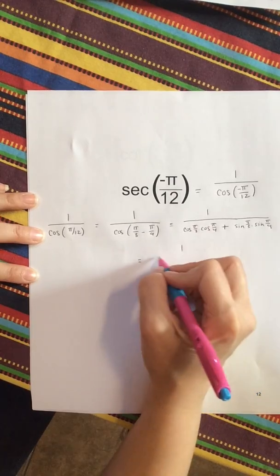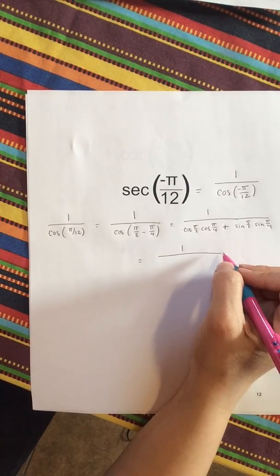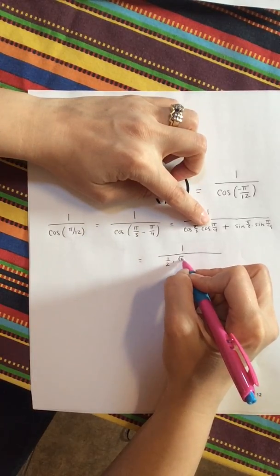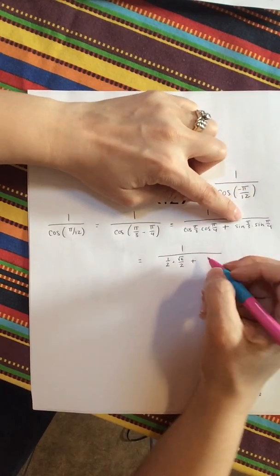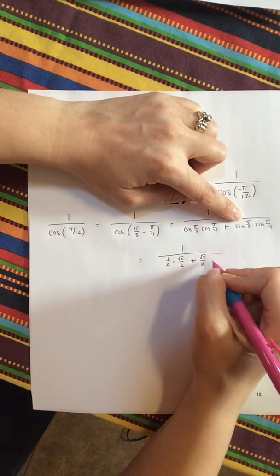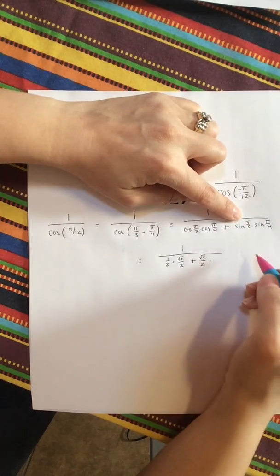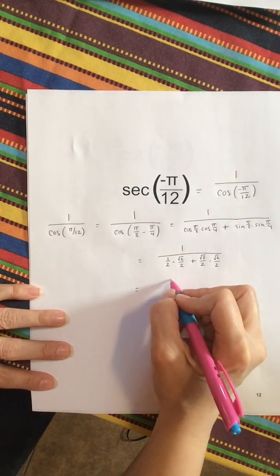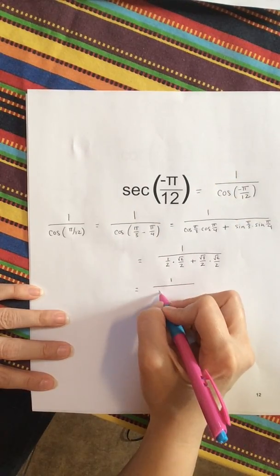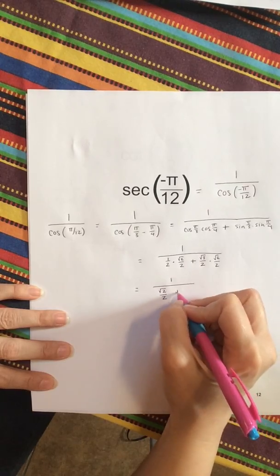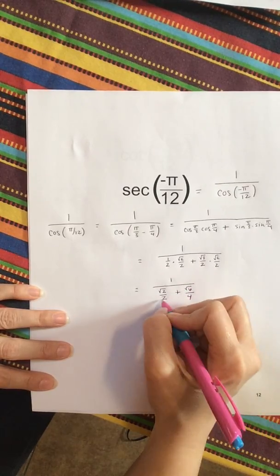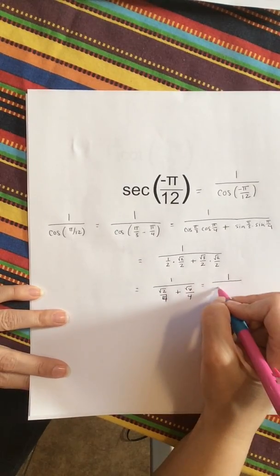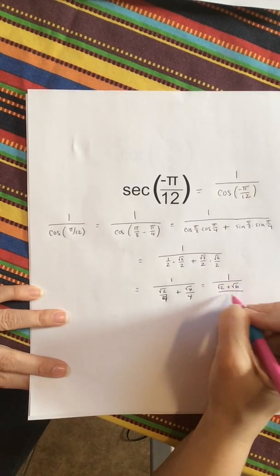Alright, so up top I still have 1. In the denominator, cosine of pi over 3 is 1/2 times cosine of pi over 4, which is the square root of 2 over 2, plus sine of pi over 3, which is the square root of 3 over 2. I'm sorry, over 2 is what I meant. Times sine of pi over 4, which is the square root of 2 over 2. So we're looking at 1 over the square root of 2 over 2 plus the square root of 6 over 4. My math's bad today. Sorry, guys. So this becomes 1 over the square root of 2 plus the square root of 6 over 4.